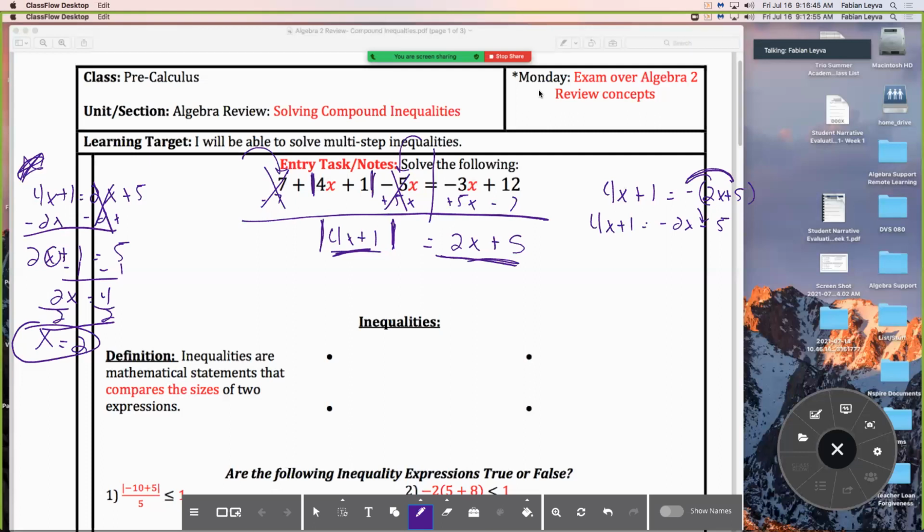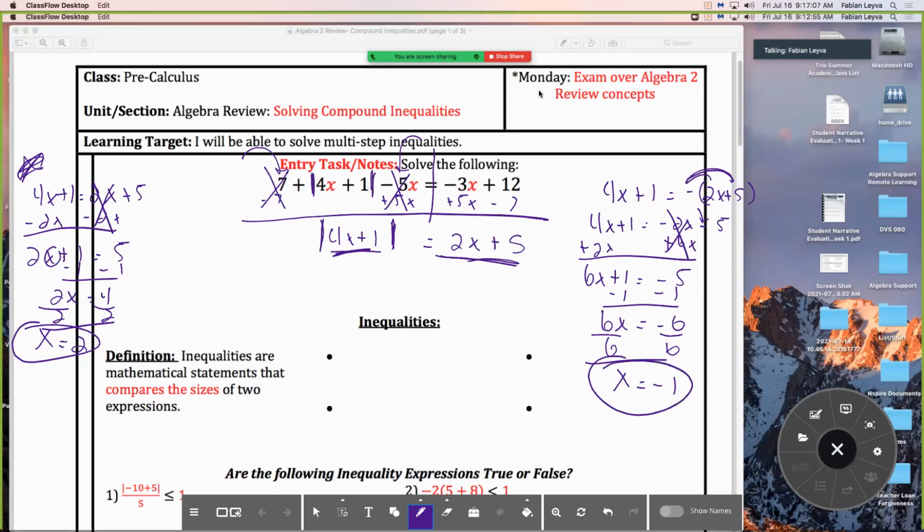Now let's go ahead and solve this. I'm going to move my x over by adding 2x to both sides. These subtract out. You end up with 6x plus 1 is equal to a negative 5. Minus 1 on both sides: 6x is equal to a negative 6. And then finally dividing by 6 on both sides, you end up with x is equal to a negative 1.